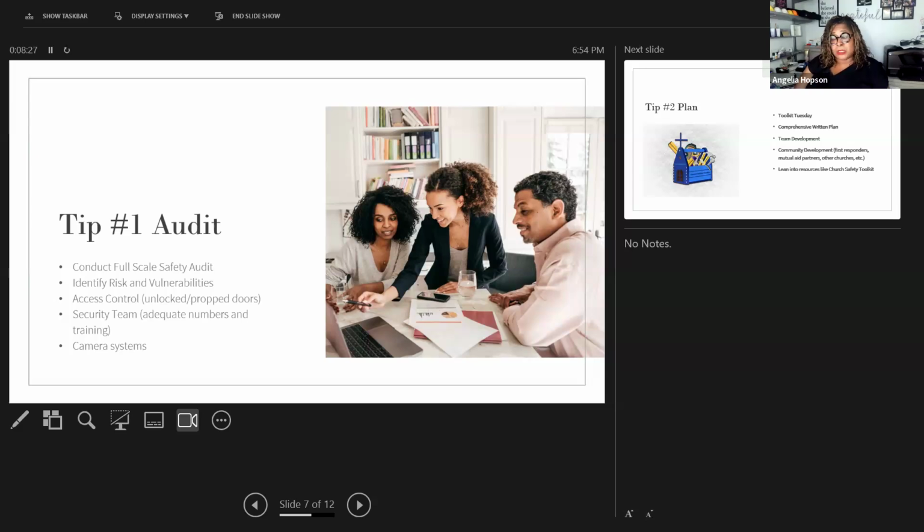We'll talk about training in a little bit. And if you have camera systems, how are those working? How up to date are they? How up to date is the software? Who owns that in terms of who is going to manage it or monitor it? That's really important. So tip number 1 is to do a full-scale audit of what you have and determine some of the things you might need.